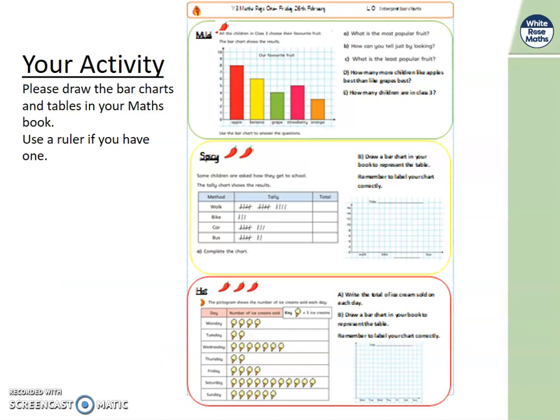So your activity today in your maths book is to do today's worksheet, Friday the 26th of February. Please can you draw your bar charts and tables in your maths book, and please use a ruler if you have one to practice your presentation skills. Remember, each chart must have a title and must have an x-axis that goes across and a y-axis. One that shows the words or the things that we have, and the other one shows the scale of how much.